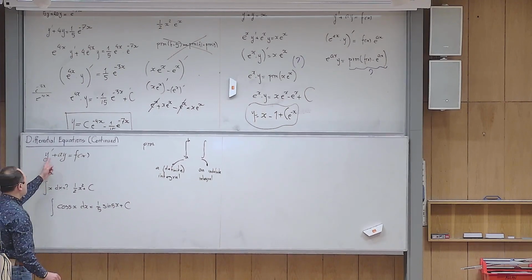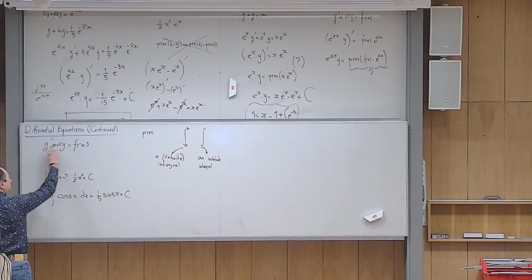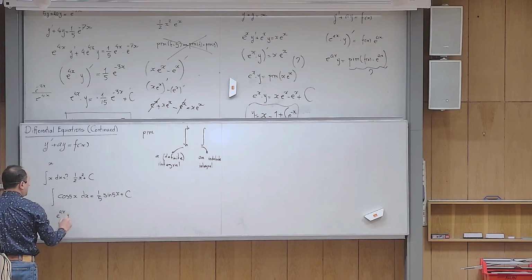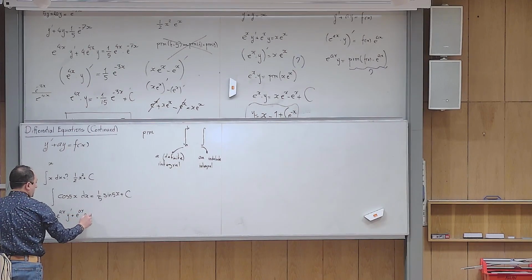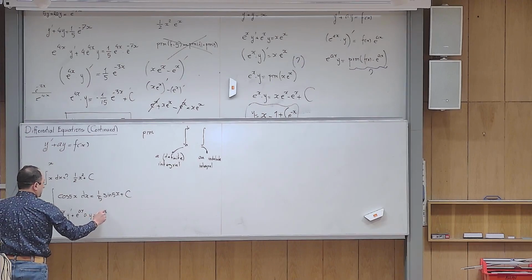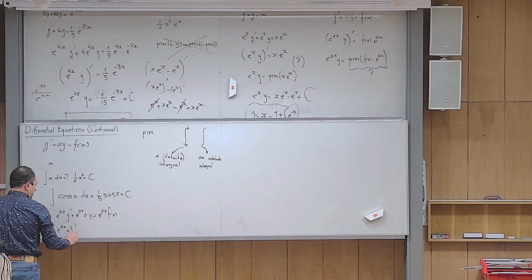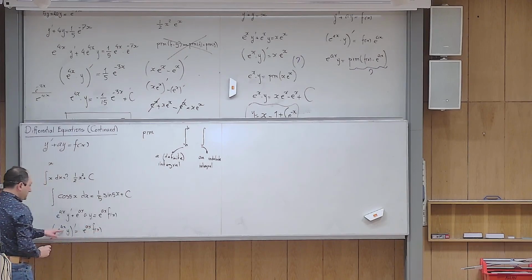So if I want to solve this using this idea, you can multiply everything by e to the power of ax, so it becomes e to the power of ax y prime plus e to the power of ax a y is equal to e to the power of ax f of x, and then you collect the left-hand side and the right-hand side like this, and then you ask yourself what is a primitive function.